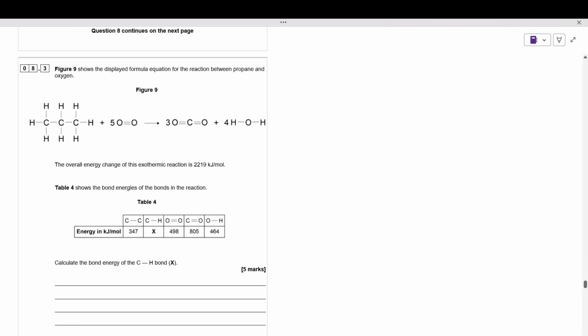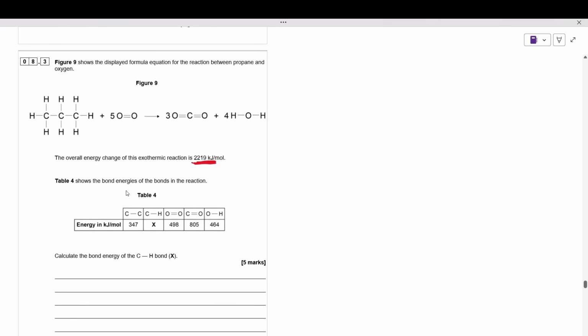So question 8.3. We have the displayed formula for this equation. It shows the reaction between propane and oxygen. The overall energy change is exothermic, and we have this value here. Now we're going to show the bond energies. The table shows the bond energies. We can see each of these, but the C single bond H is actually missing. So we're going to calculate the bond energy for that one.